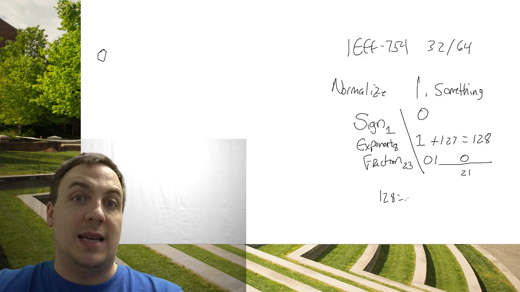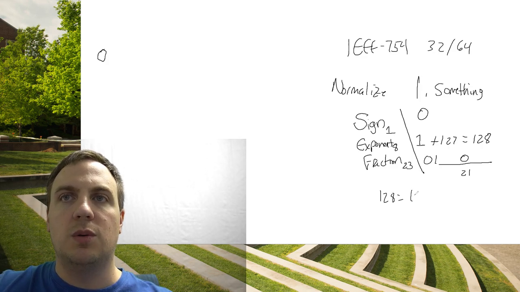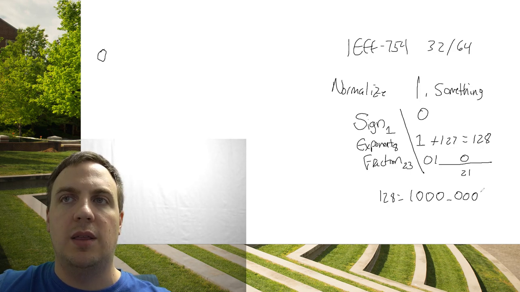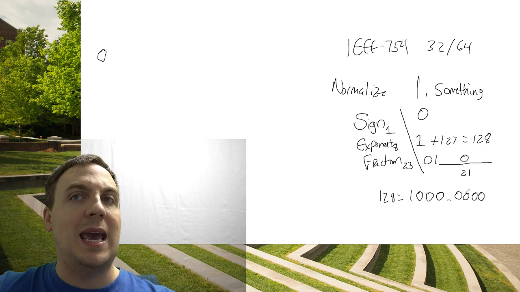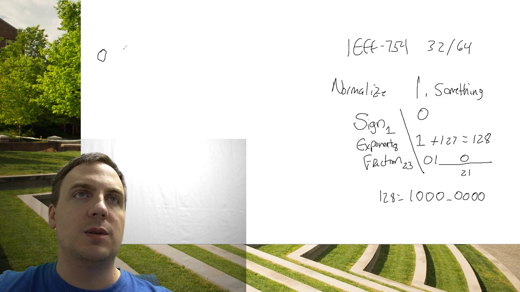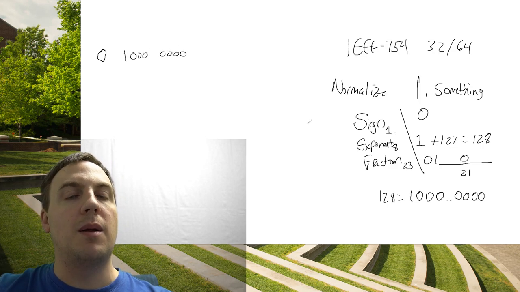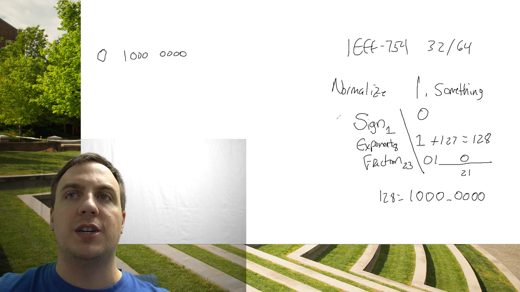So 128 is actually a power of 2. So there's the 128's place, the 64's place, the 32's place, the 16's place, the 8's place, the 4's place, the 2's place, and the 1's place. So there you go. It's an 8-bit number, and we're going to write that next. 10000000. Okay, and then remember we have our 23-bit fraction, which is 01 followed by 21 zeros.